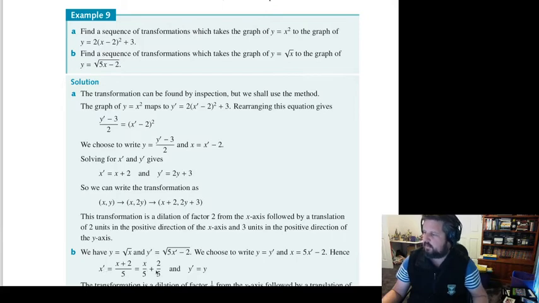Yes, it's a fraction, but we can deal with it, and we also know that y dash is equal to y. So in this case it says the transformation is a dilation of a factor of 1/5 from the y-axis, followed by a translation of 2/5 in a positive direction of the x-axis. Cool.